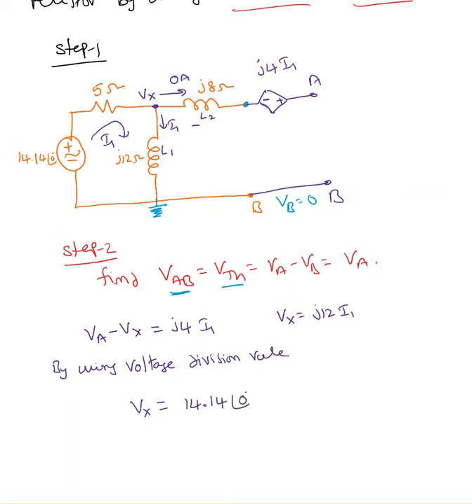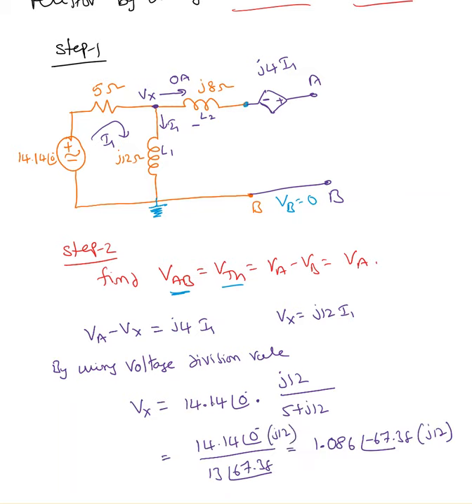We'll use the voltage division rule when two elements are in series. I would say this 5 ohms and j12 ohms are in series because there is no current passing through this j8 ohms. So total voltage multiplied by same impedance over total impedance, 5 plus j12, that will give us the voltage Vx. So to find that, convert this into polar form and then find the Vx.